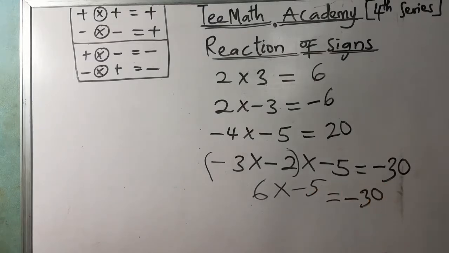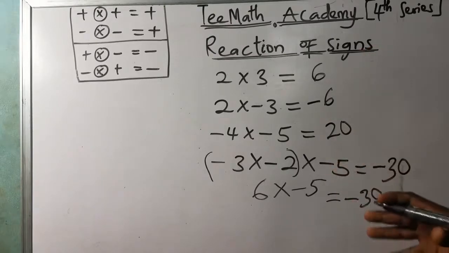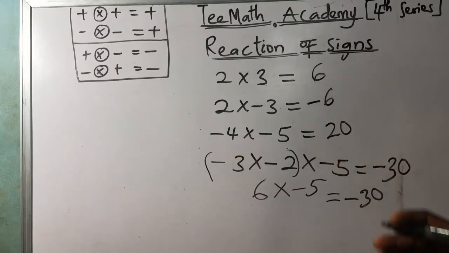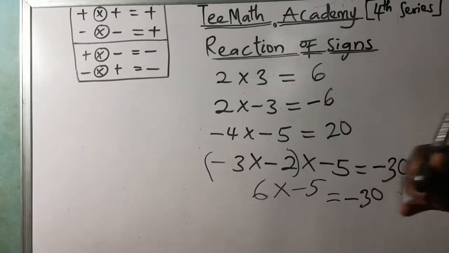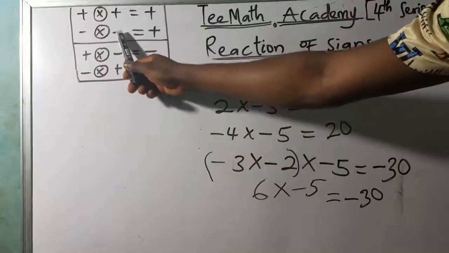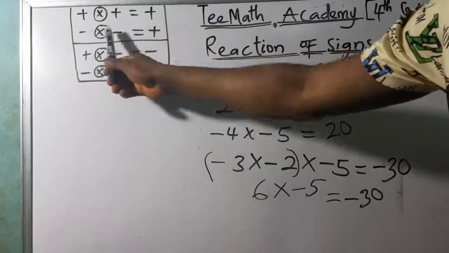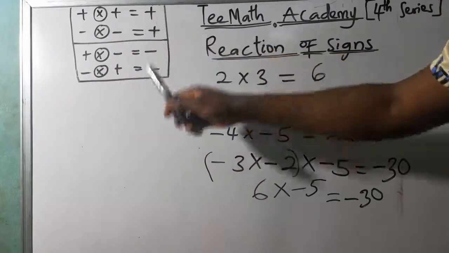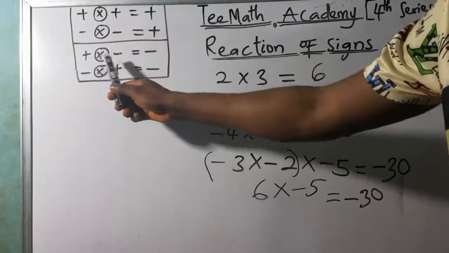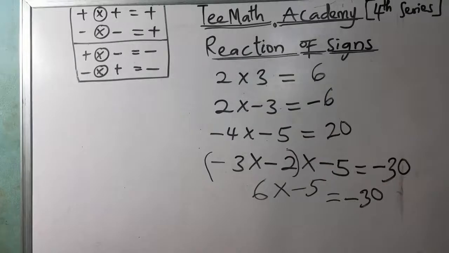Again, once you know your signs, the reaction of signs and all that, when you are multiplying the same sign, it gives you positive. Plus times plus, the same sign, gives you plus. Minus times minus, the same minus here and minus here, when they are the same, you have plus. But when they are different, irrespective of how it comes, it gives you minus.